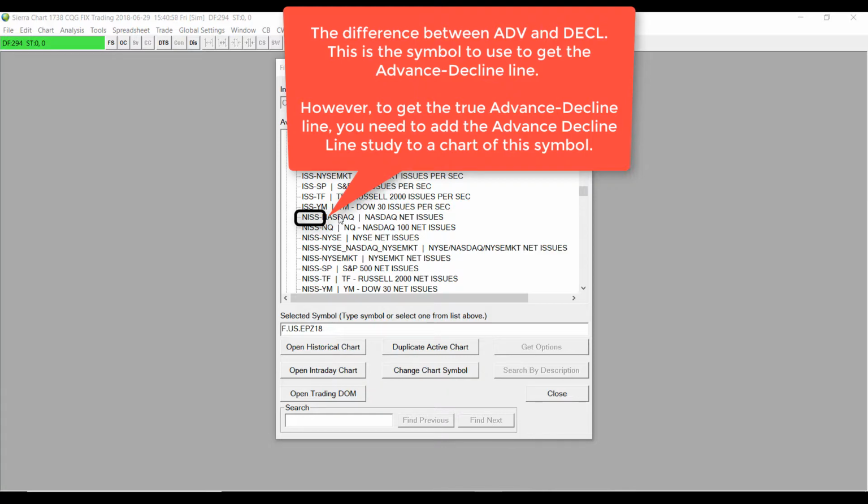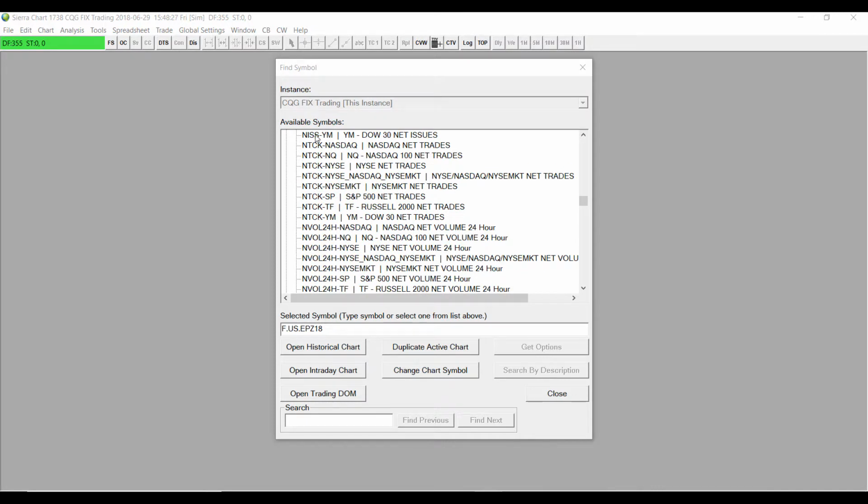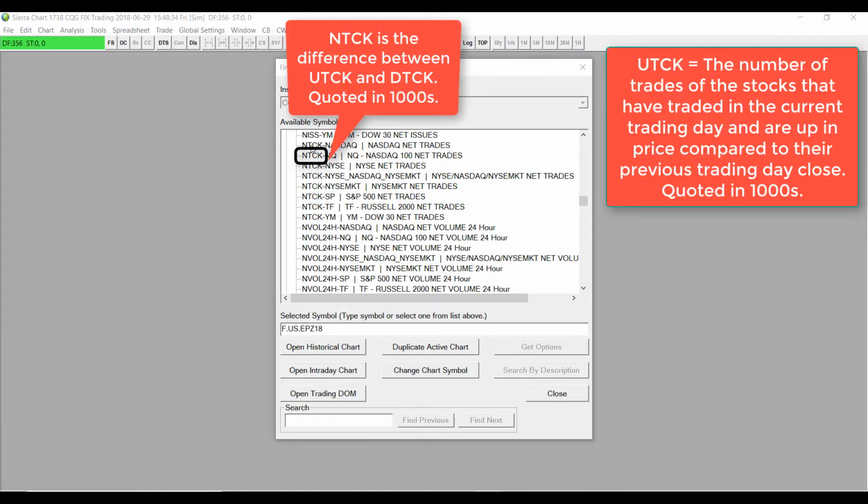All right, next up after our NISS or the AD line, we have the N-tick. Now the N-tick's definition is the difference between the U-tick and the D-tick. And this is quoted in 1000s.